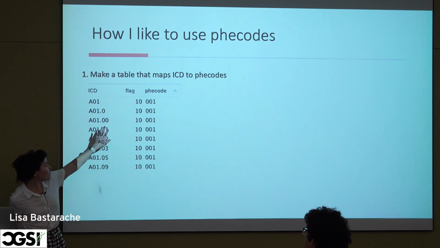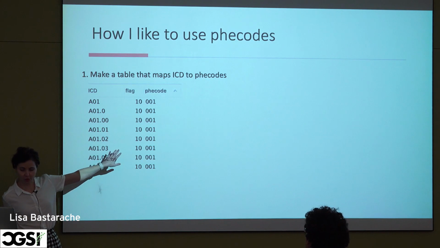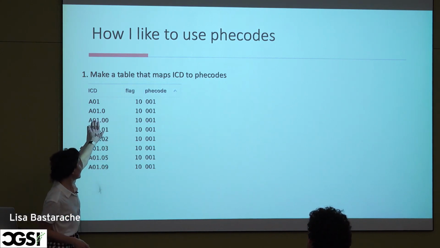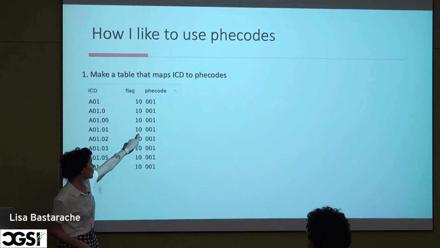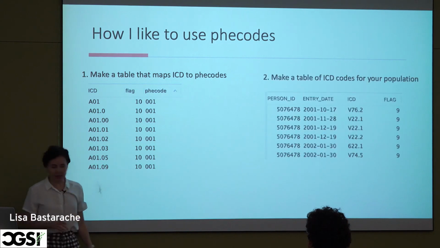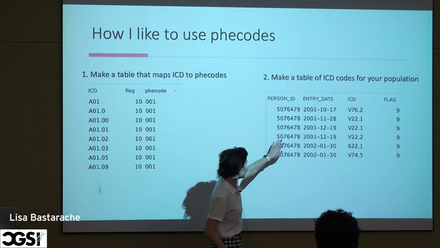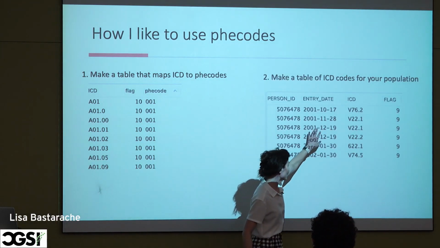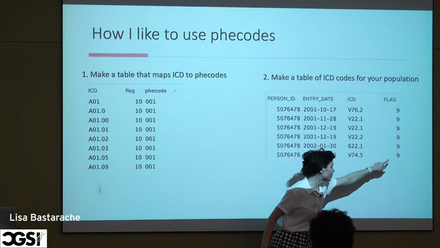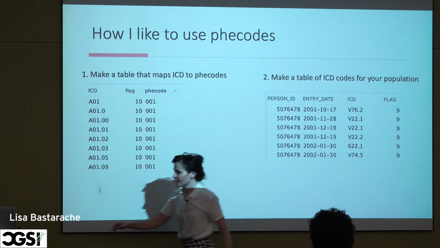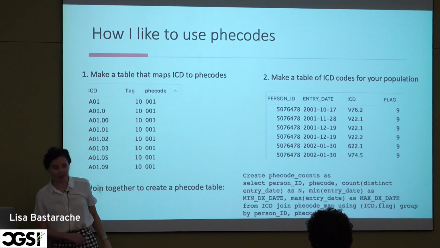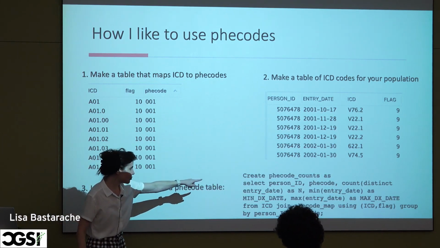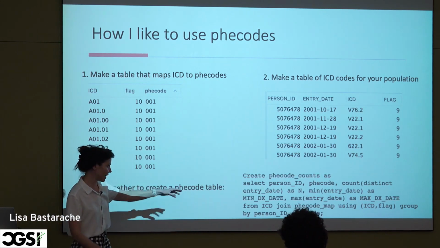Basically, I have a map table in SQL which maps ICDs, either ICD-9 or 10, which is shown here, to Phecodes, right? And then I have a table here that has ICD codes as a person ID. This is like one that got billed for it, what their ICD code, and that's again ICD-9 or 10. And then I run this query here, which creates a new table called Phecode counts.